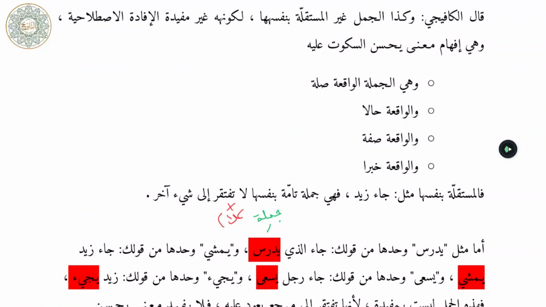Okay. وهو إفهام معنى يحسن السكوت عليه. Likewise, جاء زيد يمشي. This is becoming حال. يمشي is becoming حال from Zayd. Once again, this is a jumla. Yamshi is a jumla, but it's not a kalam because it's not giving فائدة يحسن السكوت عليه on account of it being part of a bigger sentence. Or جاء رجل يسعى. Alright, and you'll find this example within the Qur'an. جاء رجل يسعى over here is not giving an example of a complete sentence.